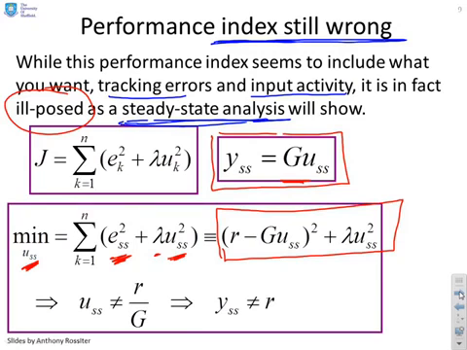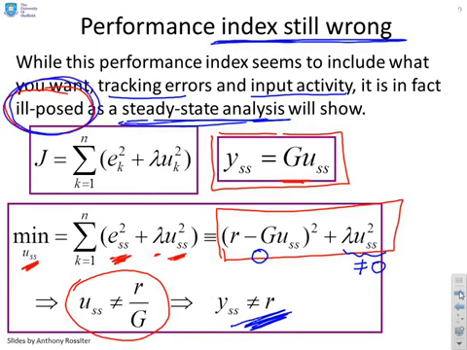And of course what you find is that clearly u_ss cannot be equal to r over G. Because if that was the case, then in this optimization, this term would be 0, and this term would be not equal to 0. And it was very easy for a mathematician there to realize that this simply cannot happen for this quadratic. And so therefore, the optimum cannot give you y_ss equal to the target. And therefore, it's ill-posed, because if you use this performance index, you cannot converge to the target that you've chosen.